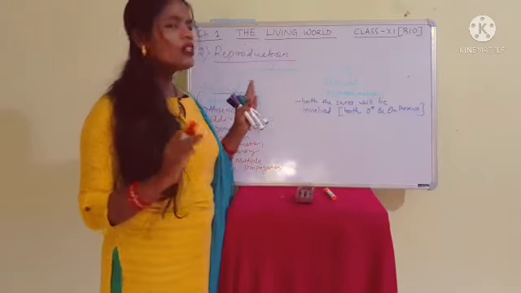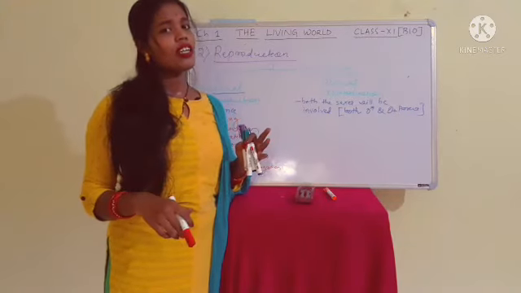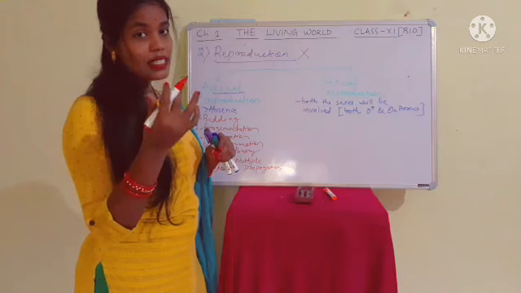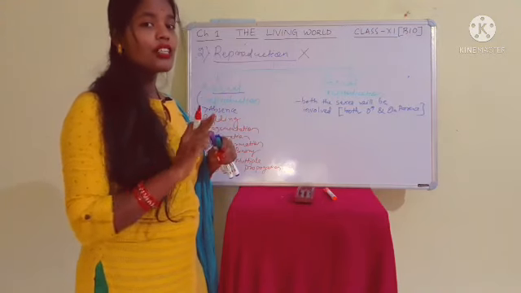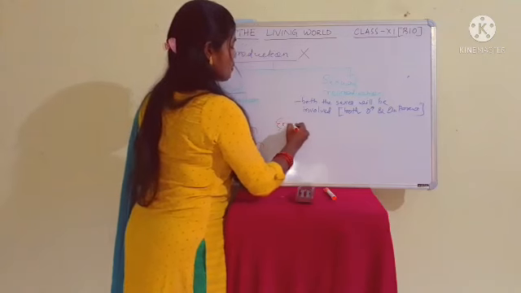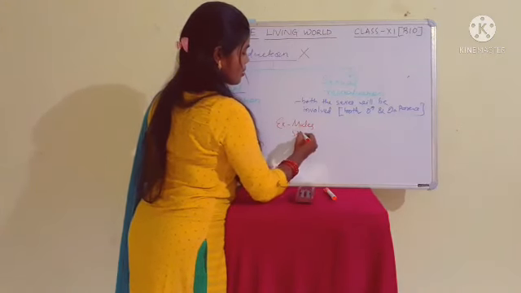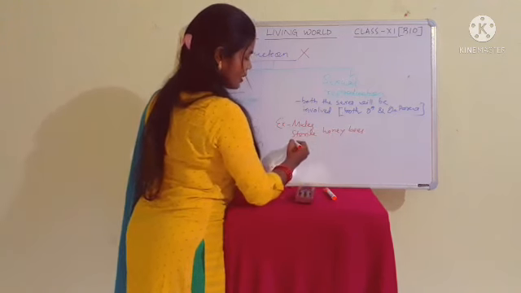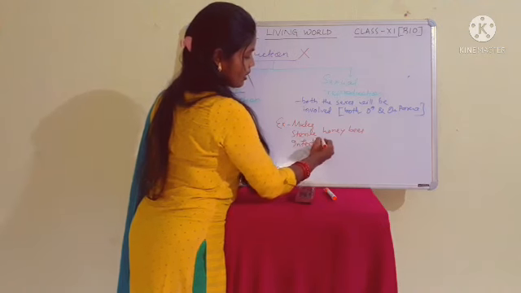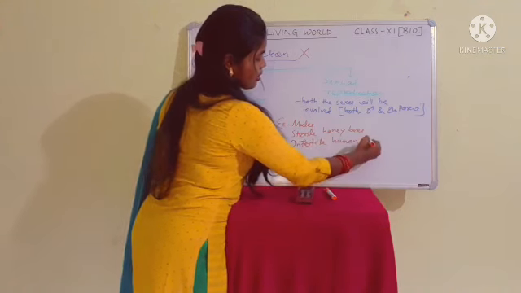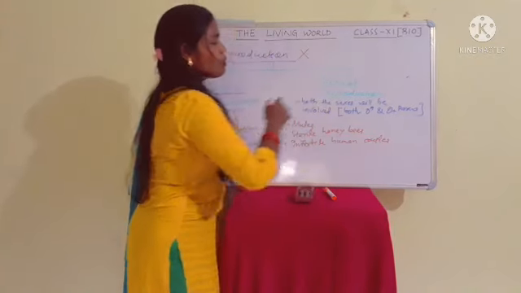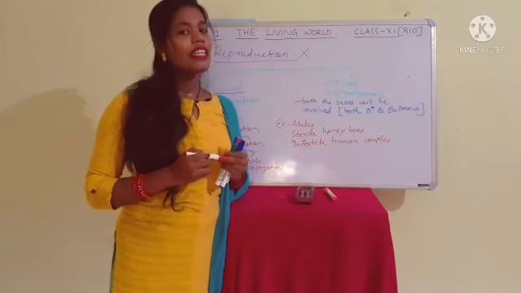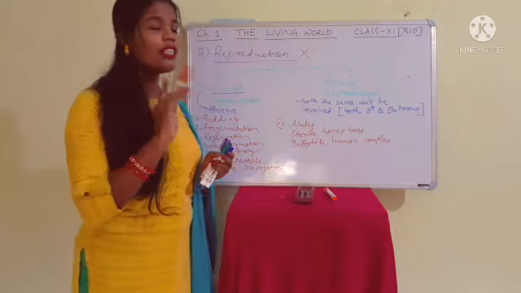Can reproduction be the defining property of the living organism? No. Why? Because some organisms cannot reproduce at all. For example, mules, sterile honeybee, and infertile human couples. They cannot reproduce at all. That's why reproduction cannot be the defining characteristic or property of living organism.